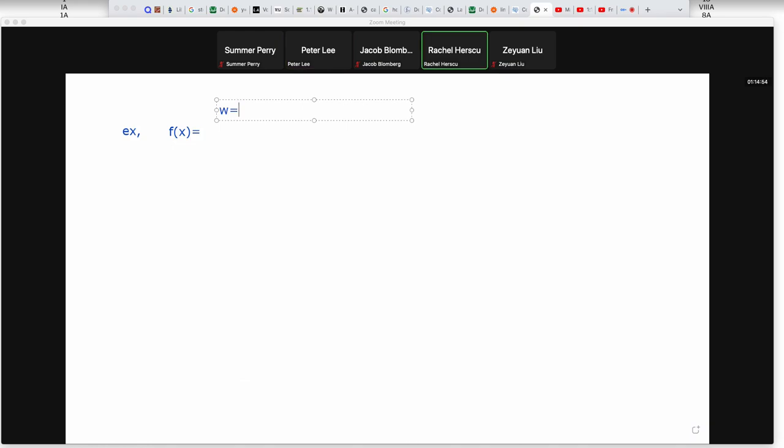W equals 1 and V equals 2? Yes, but on this problem, there's no V, so we just need w. Okay, so there's no V here.